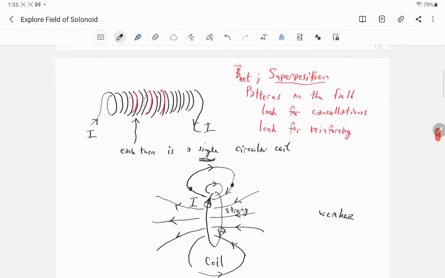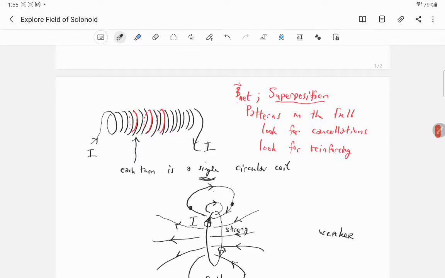So the point is, if I want to understand the magnetic field of the entire solenoid, then what I need to do is try to understand how the magnetic field is going to superpose for every single coil. And the coils are at different locations, right?